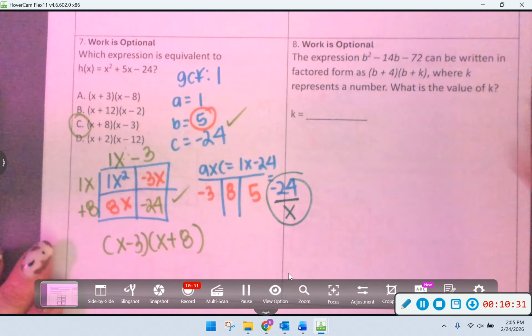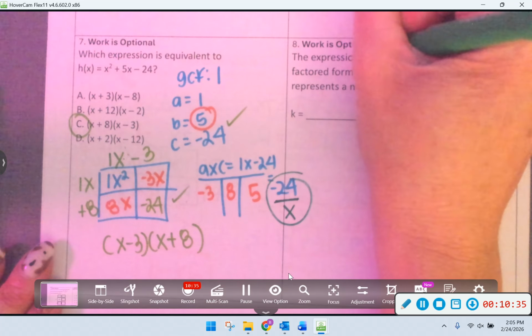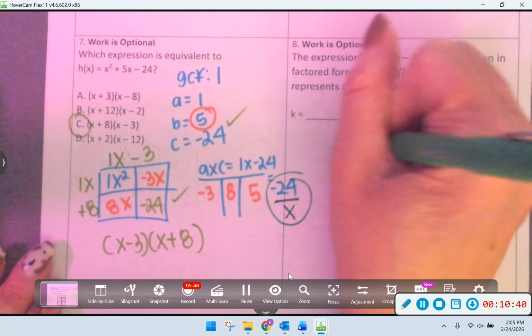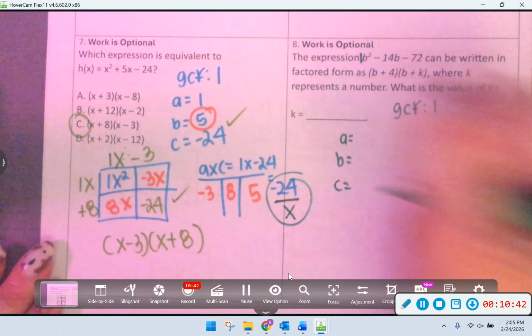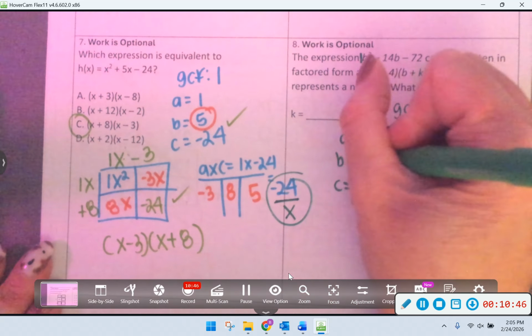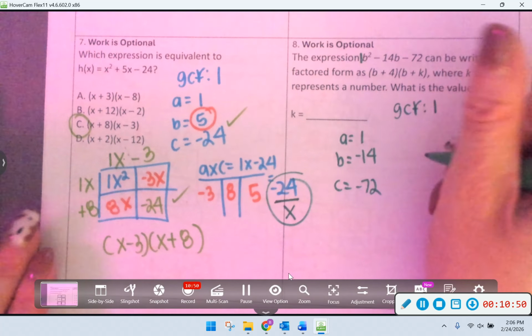All right, so the first thing we're going to do is check their GCF. Now, since I know there's a 1 in front of b squared, my GCF is going to be 1. Now I'm going to write my a, my b, and my c. My a is in front of the b squared, which is 1. My b is negative 14. My c is negative 72. All right, let's make our box.